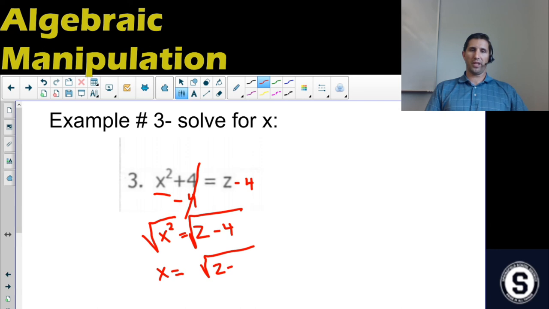Now, I'm going to be real technical for a minute. Technically, when you take the square root of something, the answer is plus or minus the square root. Because let's say you had, what's the square root of 4? Or something like that. If we put in -2 and we multiply -2 by -2, we also get 4. So our answer could be plus or minus the square root of z minus 4 in this case.